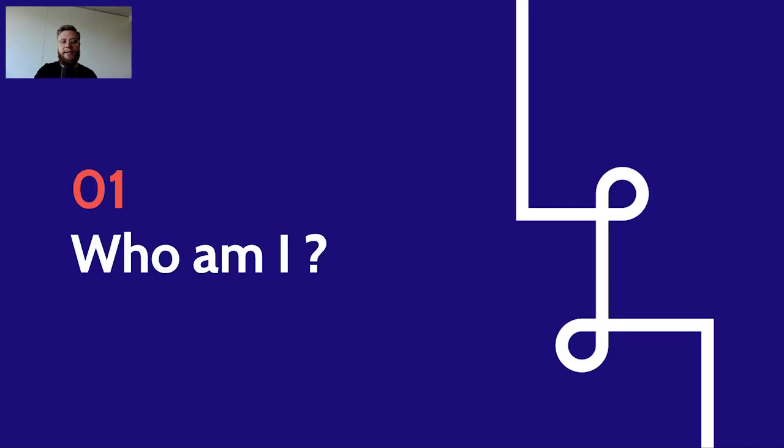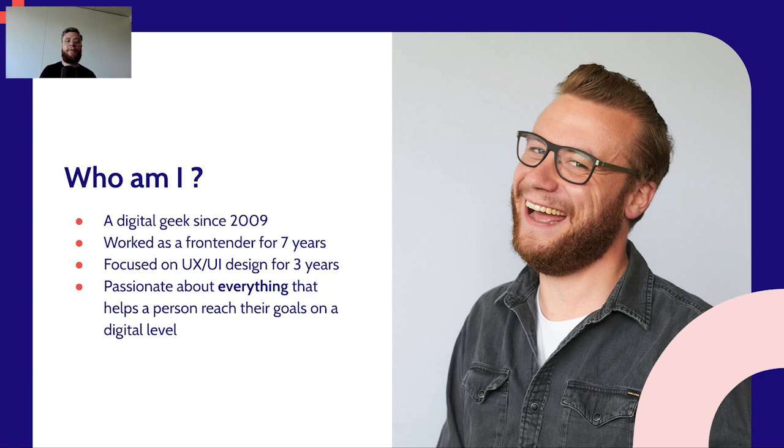So who am I? Like I told you before, my name is Dylan Kaastekker. I'm 31 years old. I'm a music enthusiast. I love vinyl. I love all sorts of music. I also play in a rockabilly slash blues band. So yeah, music is a great passion of mine.